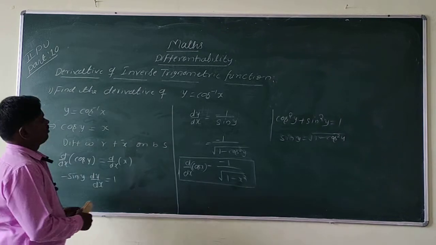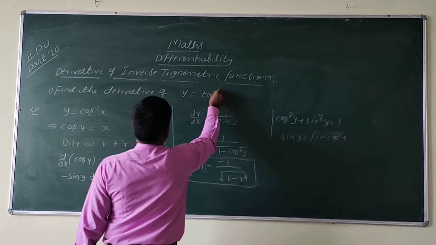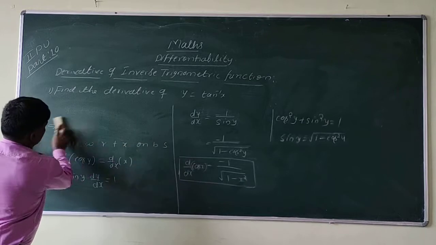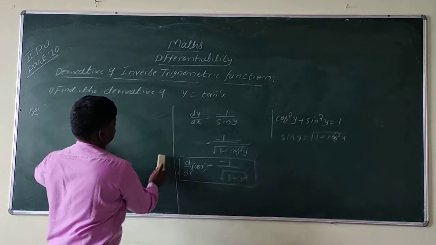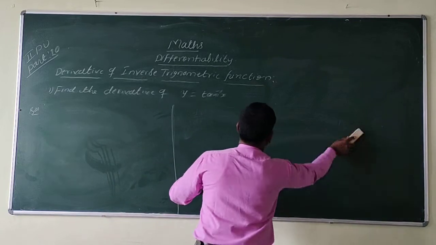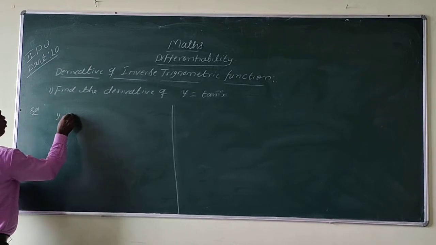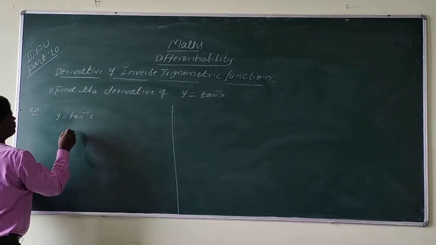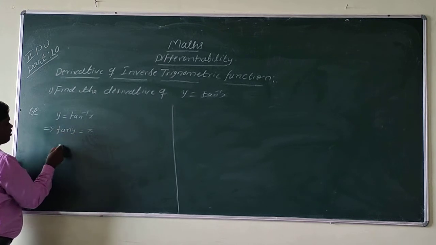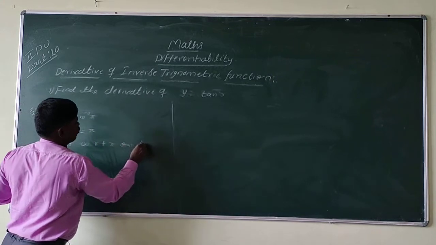So next, find the derivative of y is equal to tan inverse of x. Same type of problem. See here, y is equal to tan inverse of x. So this is the property: tan y is equal to x. Now differentiate with respect to x on both sides.